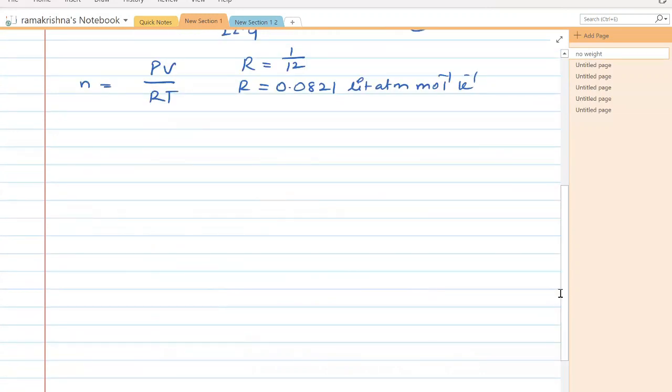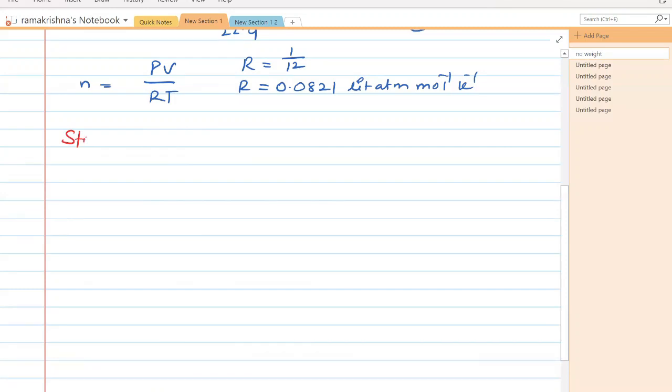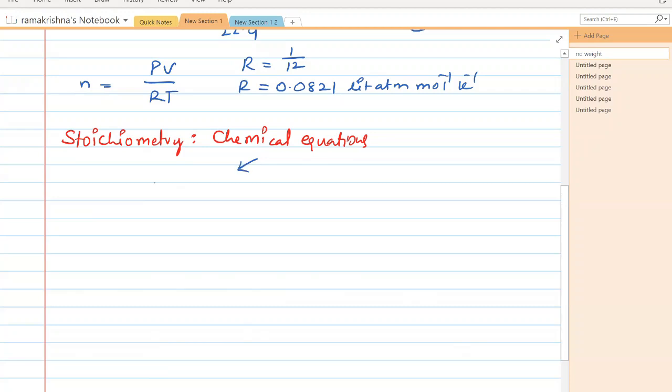Now, today we are going to discuss calculations based on chemical equations, that is, the stoichiometry of chemical reactions. Chemical equations may be balanced or unbalanced. Both can be given in the question.